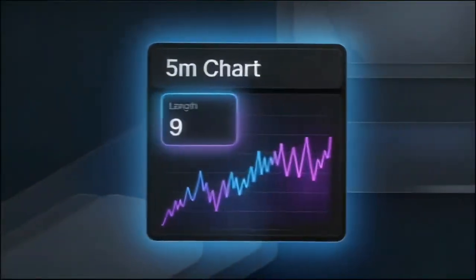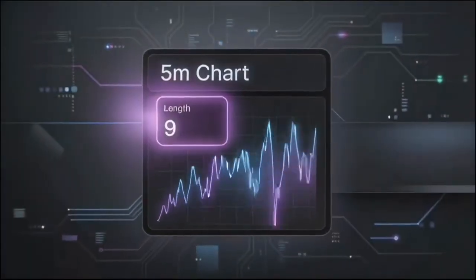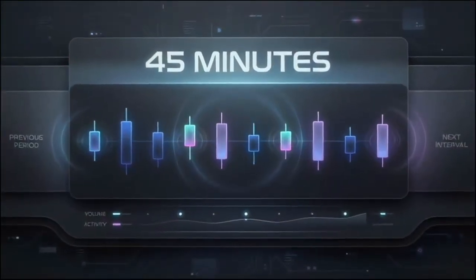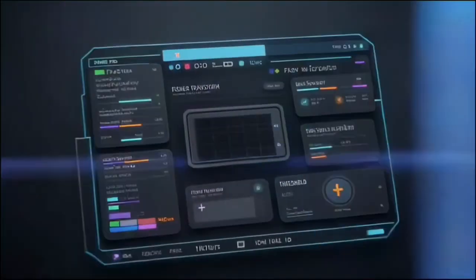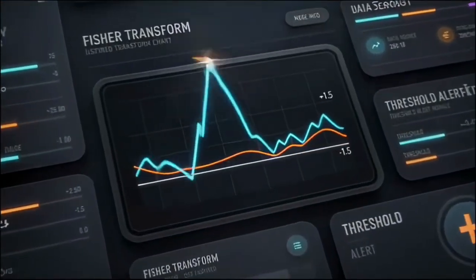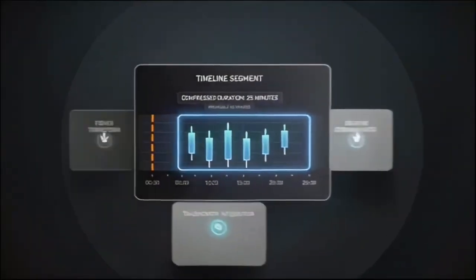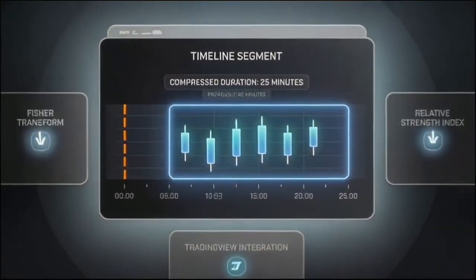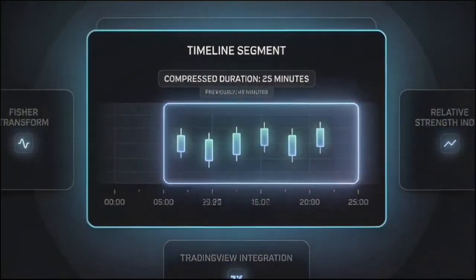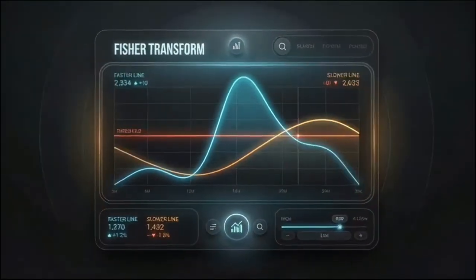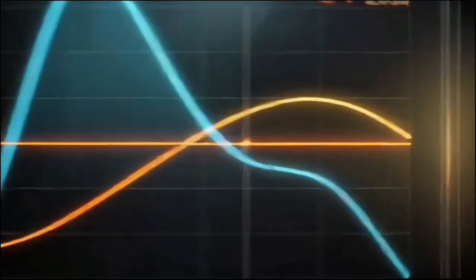Start on the 5-minute chart. The standard scalping length is 9. On 5-minute candles that reads the last 45 minutes of price, and it turns intraday reversals into clean spikes beyond plus 1.5 or minus 1.5. The faster option is a length of 5. That compresses the look back to 25 minutes, and the spikes arrive 1 to 2 candles earlier, which on a scalp is often the whole trade.